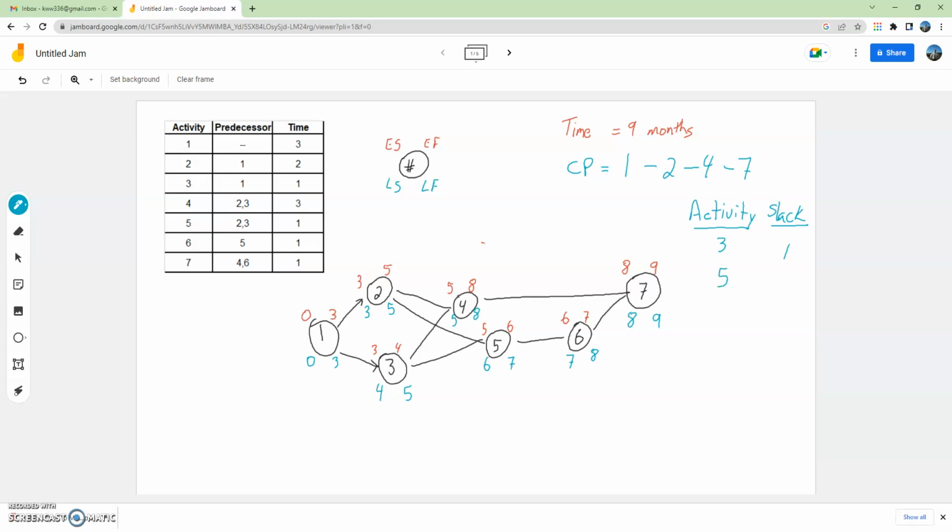Activity 5, same thing, slack of 1. Activity 6, same thing, a slack of 1. Knowing the slack time enables the project manager to know when certain activities can start and when they must finish by, the earliest start and the latest start. So that's our first example of looking at project management.